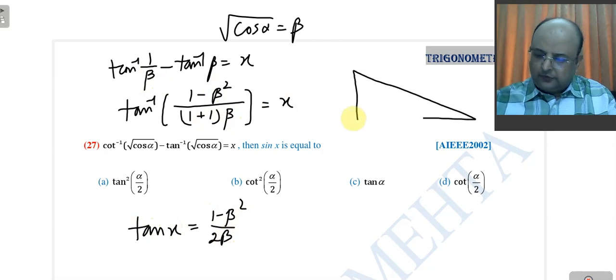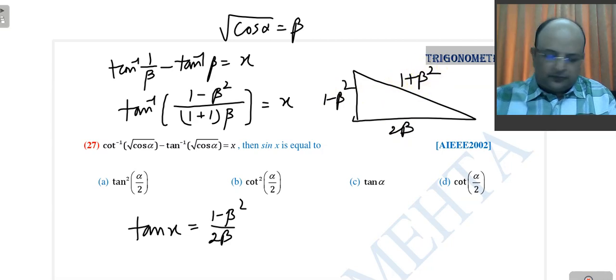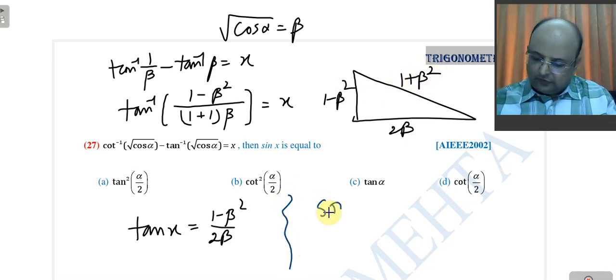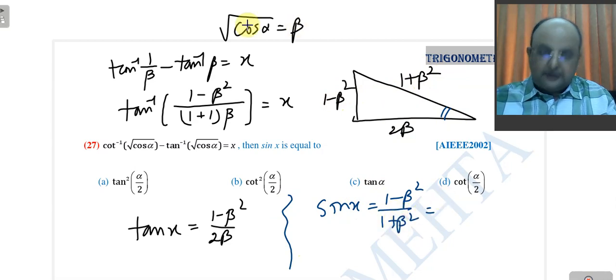Can you observe your right angle triangle? This is 1 minus beta square upon 2 beta is tan x. So this is definitely 1 plus beta square. Can you immediately tell me what is your sine x? Your sine x is opposite upon hypotenuse. That is 1 minus beta square upon 1 plus beta square. Beta square is cos alpha.